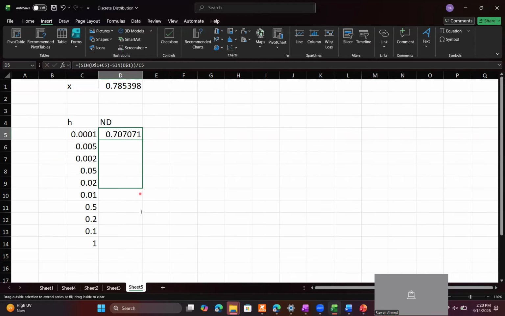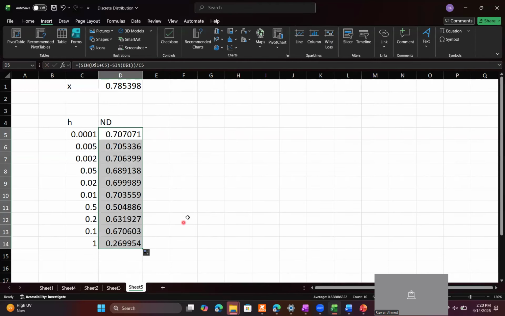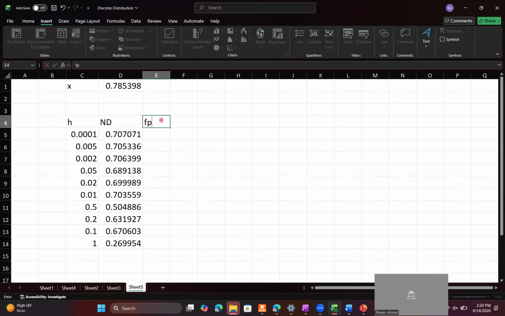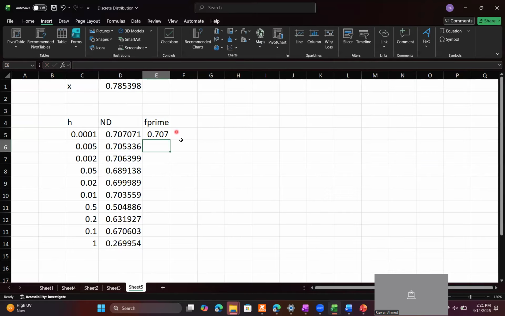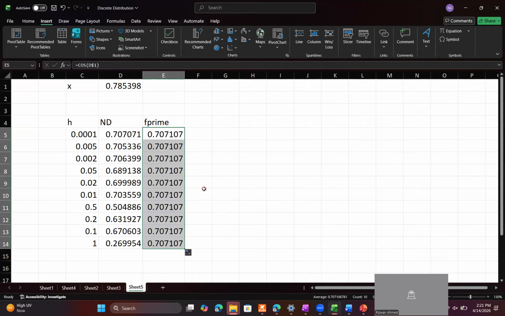The numerical approximation is to be calculated for all the step values, right? So the value varies as we change the step value. And now see the exact value. It is f prime. So it should be calculated from cos of d1. So this is going to be just one single value. The exact value is like this. So this is going to be the same because all the numerical approximation is for this exact value.